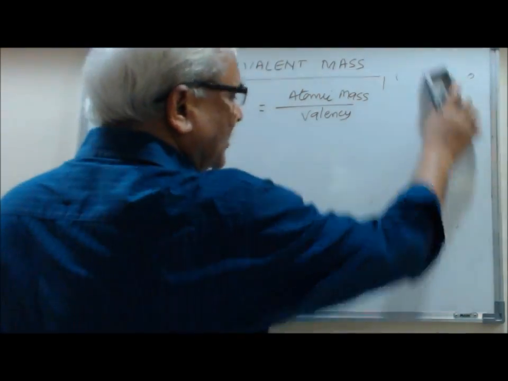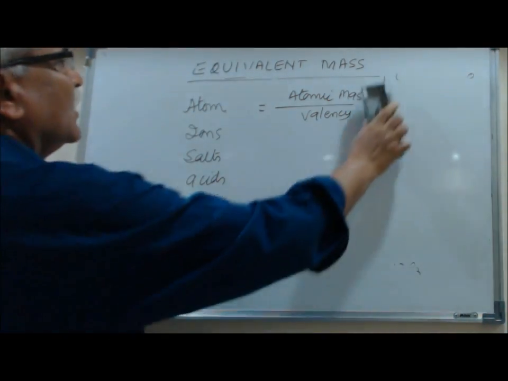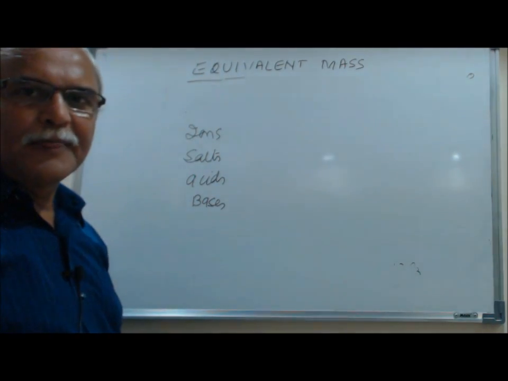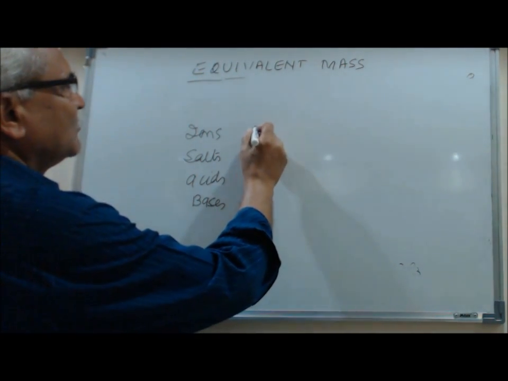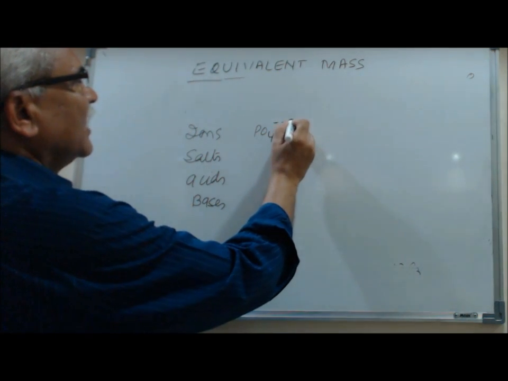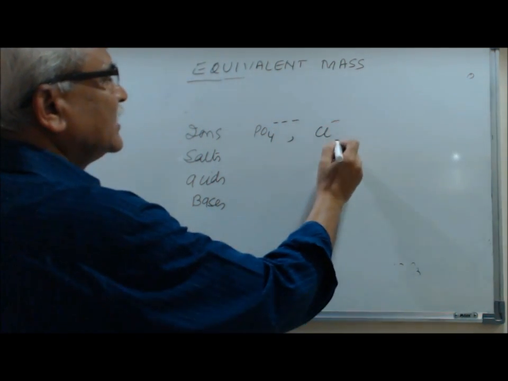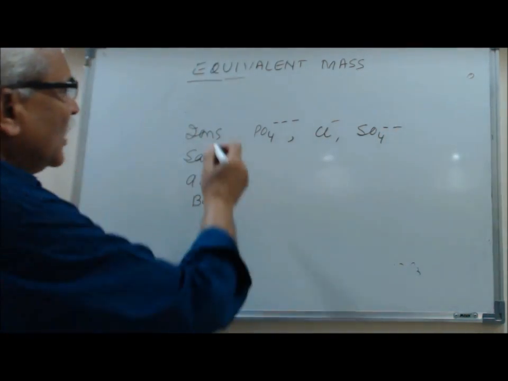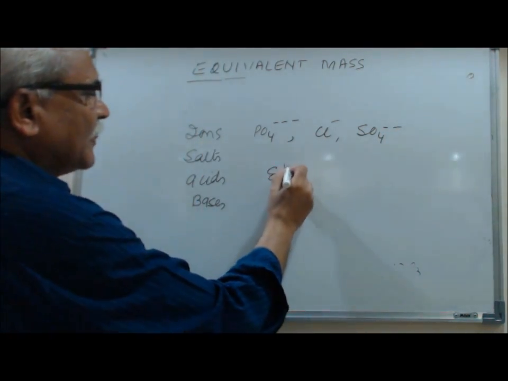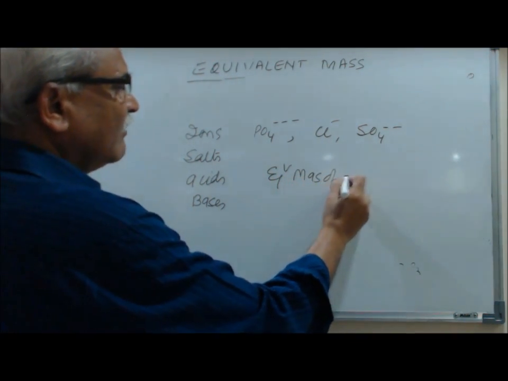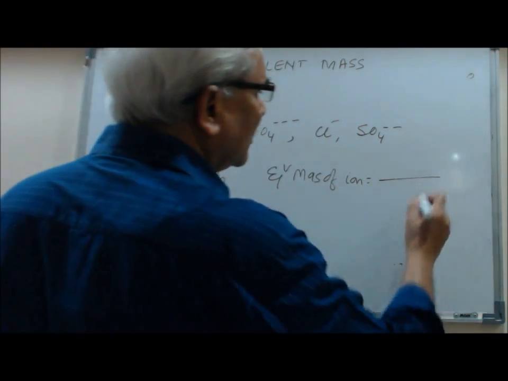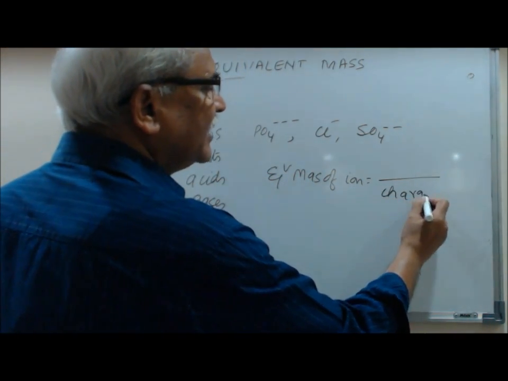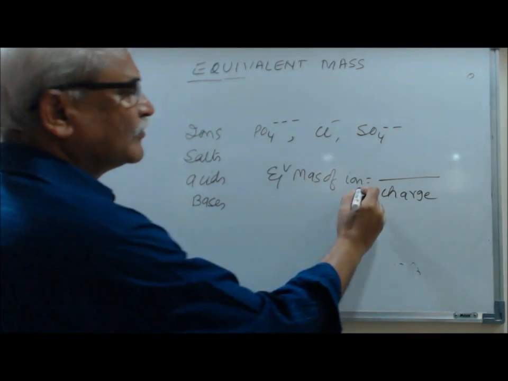So we know how to find out the equivalent mass of atoms. Now how do we find the equivalent mass of ions? This is also very, very simple. Ions will have some charge. Phosphate will have charge minus, minus, minus. Chloride has a charge minus. Sulfate has minus, minus, etc. So equivalent mass of an ion will be, calculate the molecular mass divided by the charge, simple, divided by the number of charges.